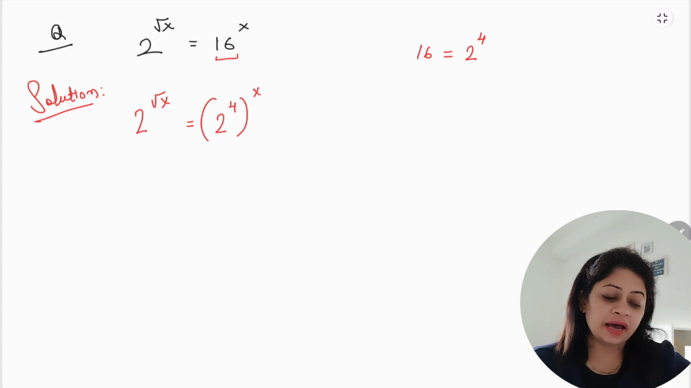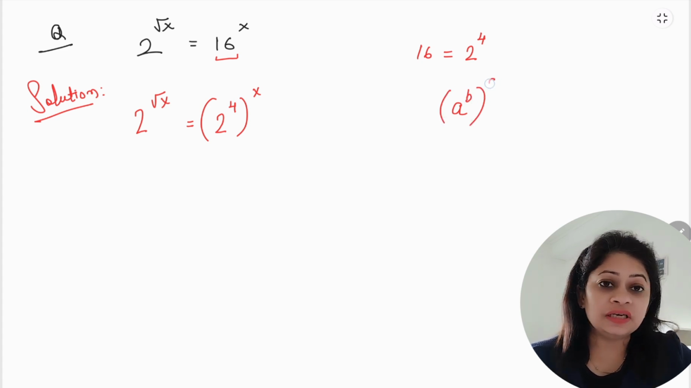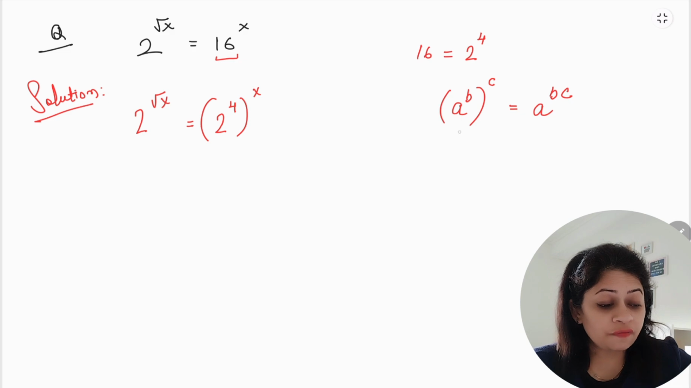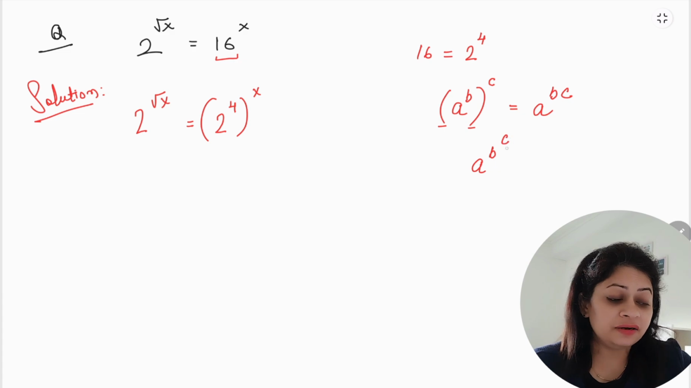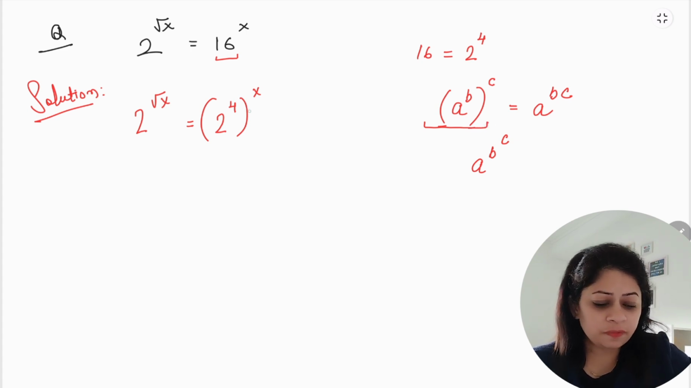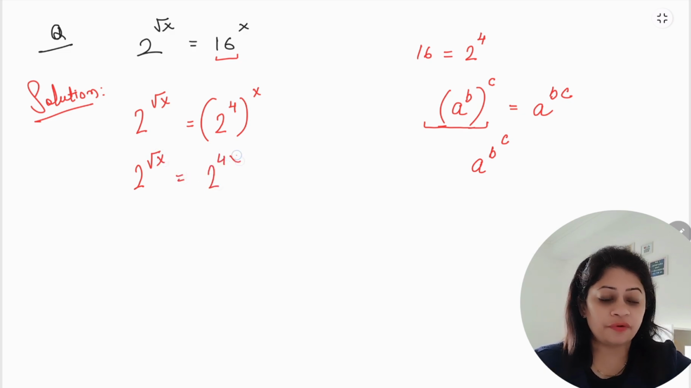Now we'll apply an exponent rule that says that a raised to power b, with a bracket, and then raised to power c, is equal to a raised to power bc. That means you just multiply the powers, but you should always have a bracket here. When you have a raised to power b raised to power c without the bracket, you cannot multiply the powers. Always remember, when you have the brackets, you do it like that. And here we have a bracket, so we will write it as 2 raised to power under root x is equal to 2 raised to power 4x. For this type of cases, I have videos on my channel.